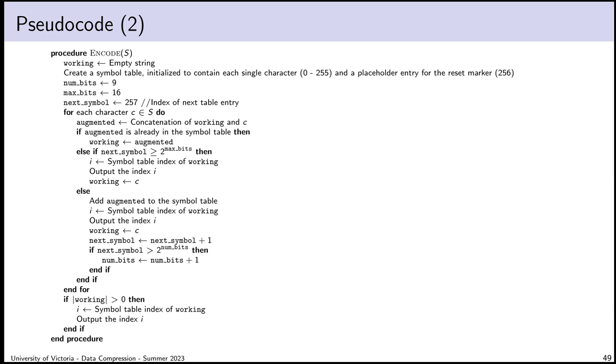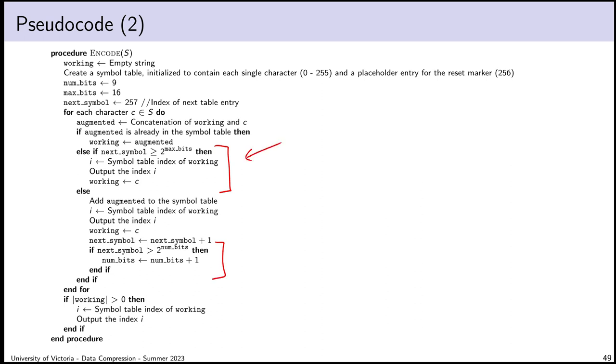So we create a symbol table. Notice that in this symbol table, we make an entry for every single character symbol, and just leave entry 256 blank, because you're never going to use it, but you have to leave it there so that you can start at symbol 257. There's symbol 257. And then otherwise, it's pretty similar to the pseudocode for LZW, except this and this.